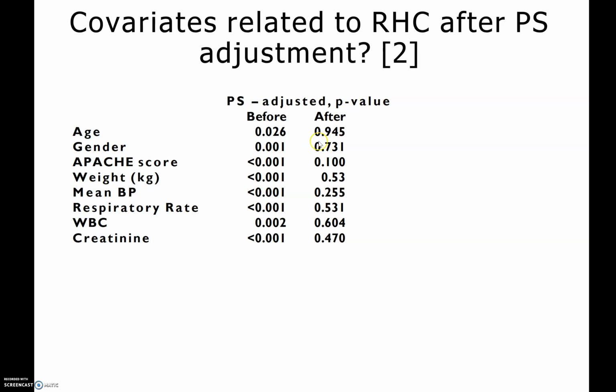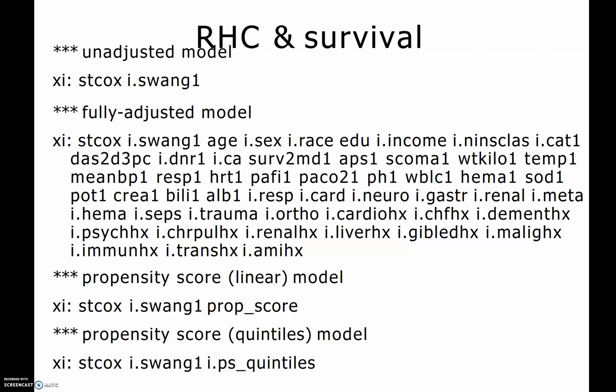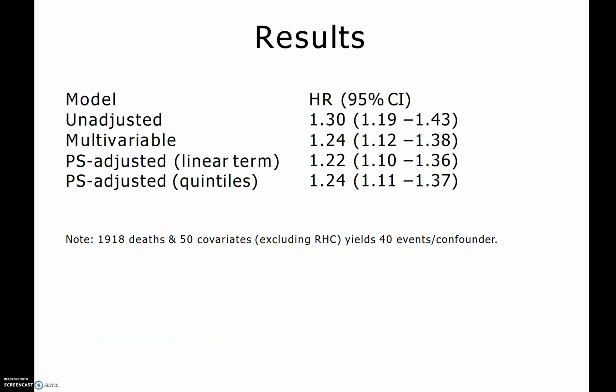After the propensity score adjustment, there is really no difference. So we've matched cases that are very similar in age, gender, Apache score, weight, mean blood pressure, respiratory rate, etc., so that we can really isolate the effect of the difference between getting this RHC or not. That's useless. Let me move on.